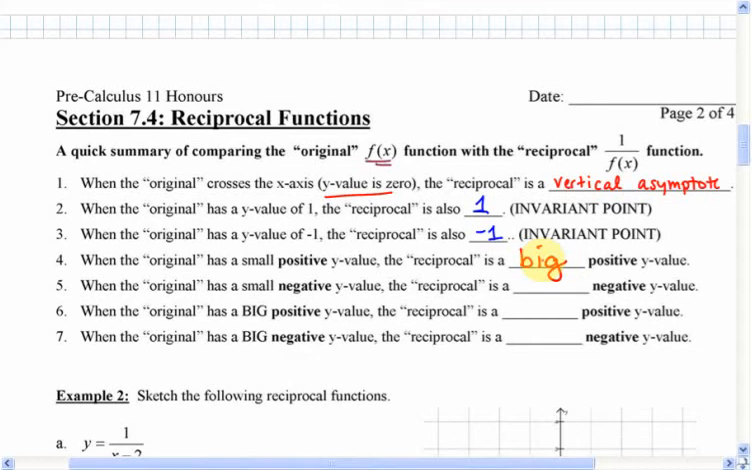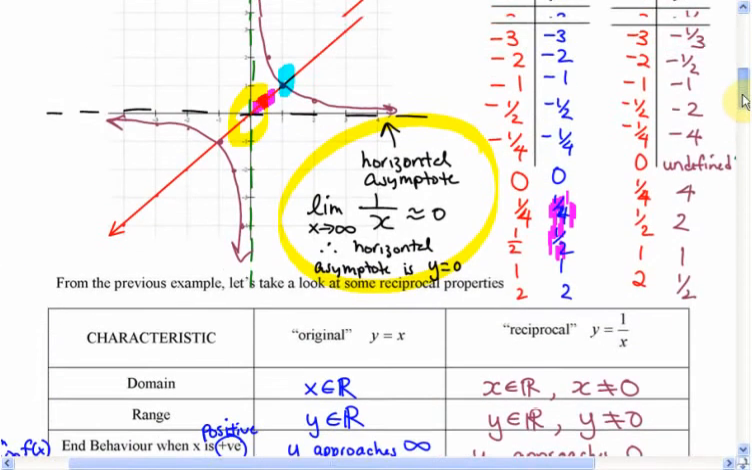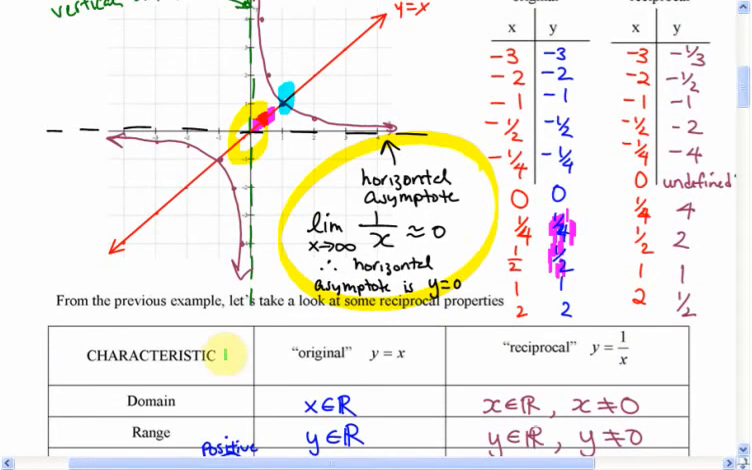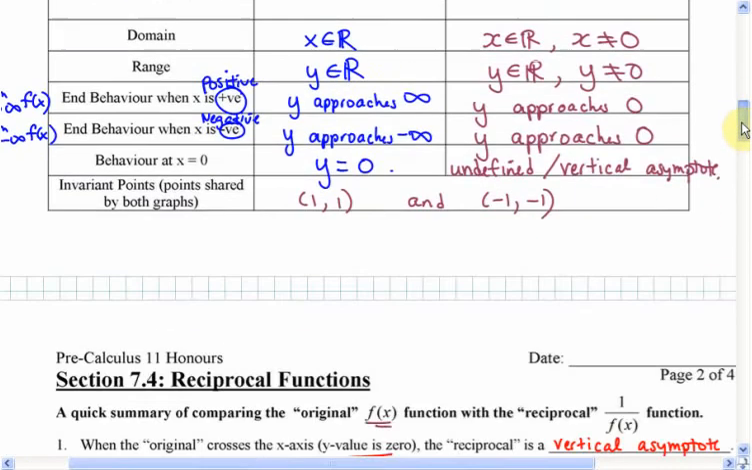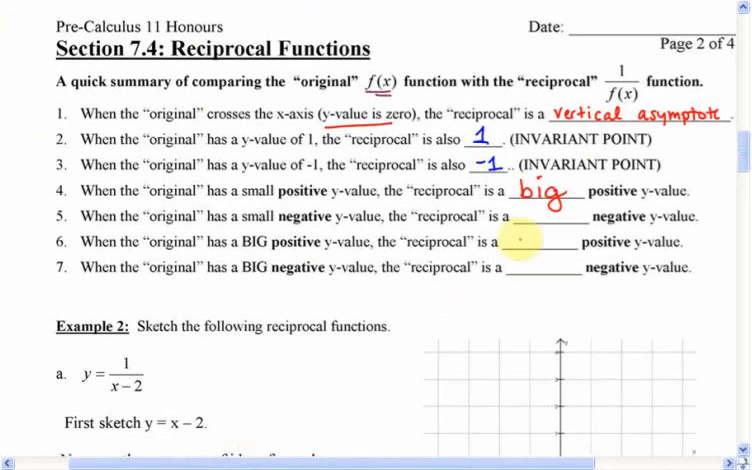Is it hard? It is kind of confusing at first, you're right. We'll do more examples. Okay, so what happens when the original graph has a small negative y value? So let's think about this now. I'm going to go back to my picture. Small negative y values are these ones in green here. So what happened to those? They became kind of big negative values. Right.